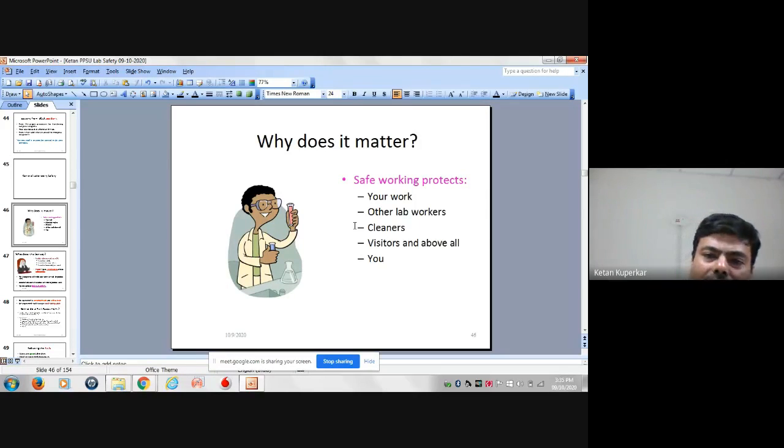Now, why does it matter to you? Just because, if you follow all the general safety measures, you're going to protect your work. Definitely, you're going to protect other lab mates of yours who are working together with you in the laboratory, all the cleaners or the visitors or the lab technicians or all other concerned authority who's working there with you in the laboratory, and most important is you who's working there. So in order to avoid any sort of laboratory accident, following general laboratory safety measures is very important.